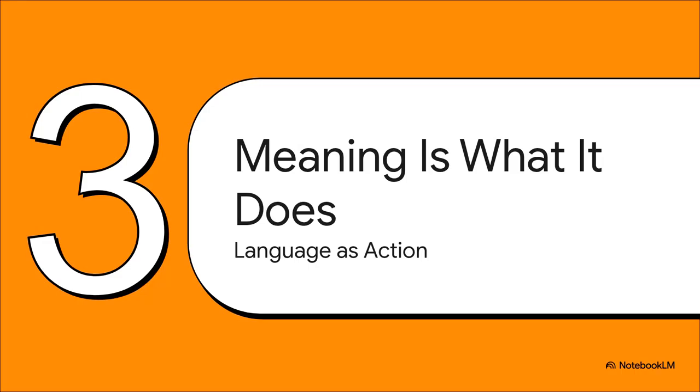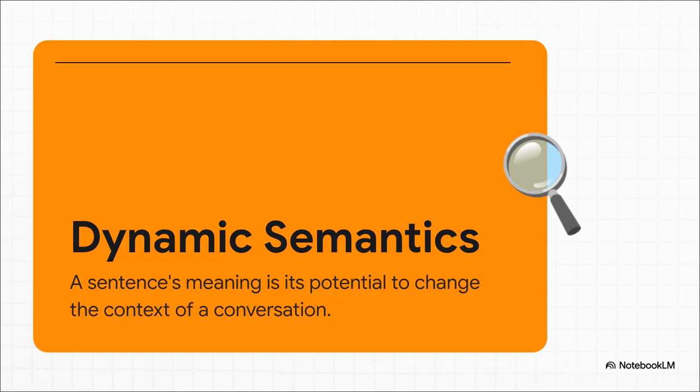So if meaning isn't just about describing a true or false state of the world, then what is it? This brings us to the real game changer, thinking about language as an action. Meaning is what meaning does. The modern approach that really captures this idea is called dynamic semantics, and it totally reframes the question. Instead of asking, is this sentence true, it asks, what does hearing this sentence do to our shared knowledge? All of a sudden, meaning becomes a sentence's potential to change the context of a conversation.